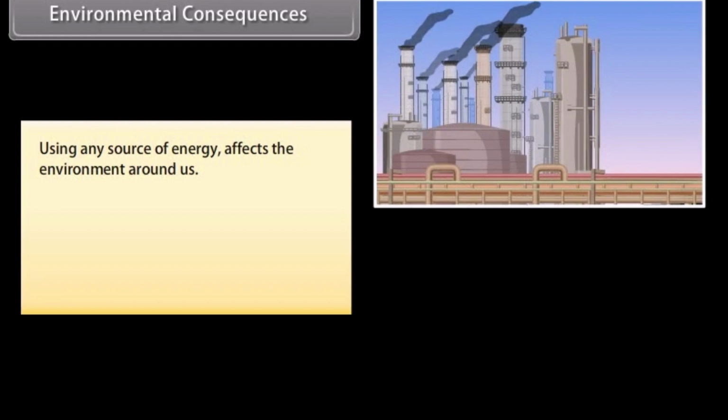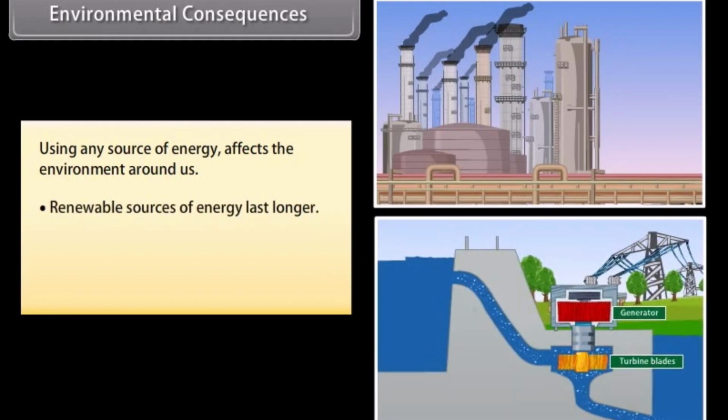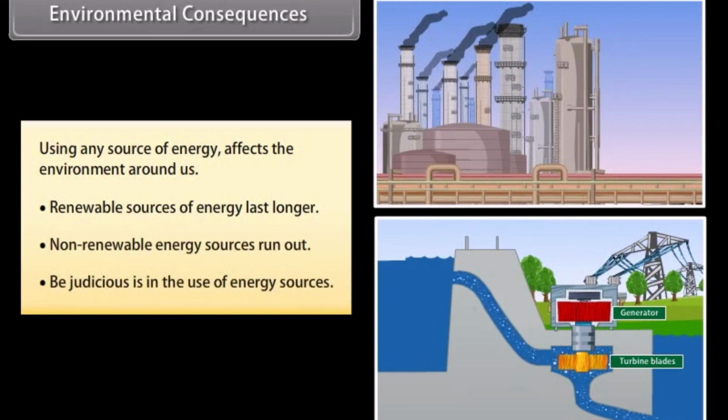Environmental consequences. Using any source of energy affects the environment around us. Therefore, before exploiting any energy source, ensure that it does not disturb the environmental balance and is harnessed judiciously. Renewable sources of energy last for as long as they keep generating, whereas non-renewable energy runs out. We have to be judicious in our selection of energy, the purpose of the energy being used, and the actual usage of the energy.